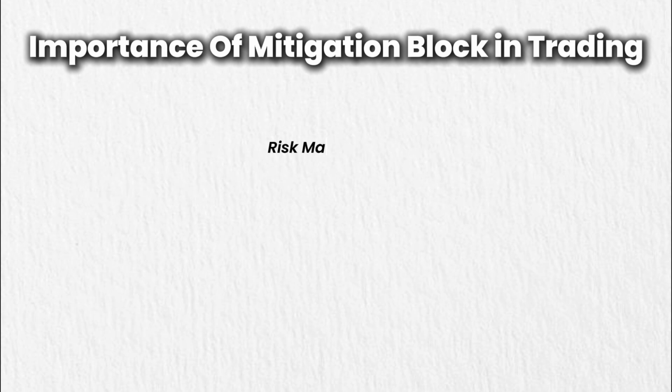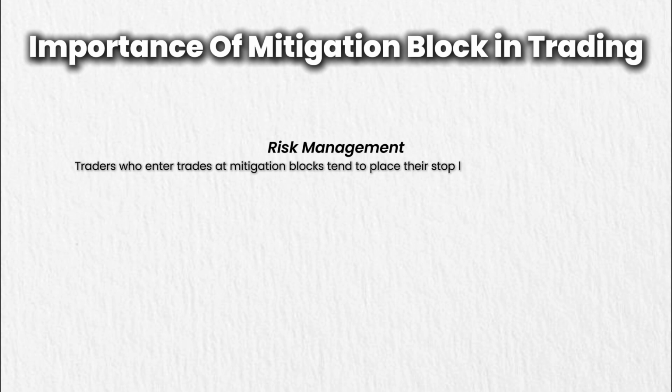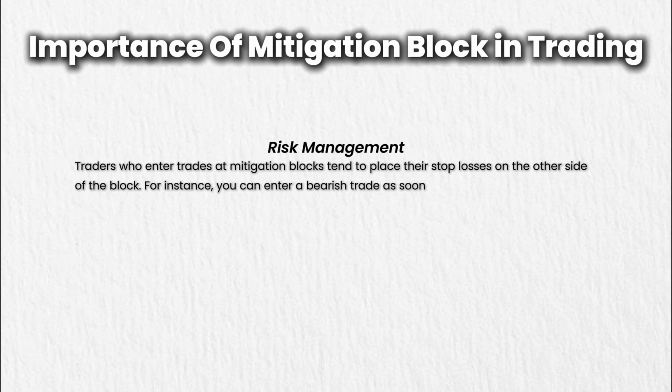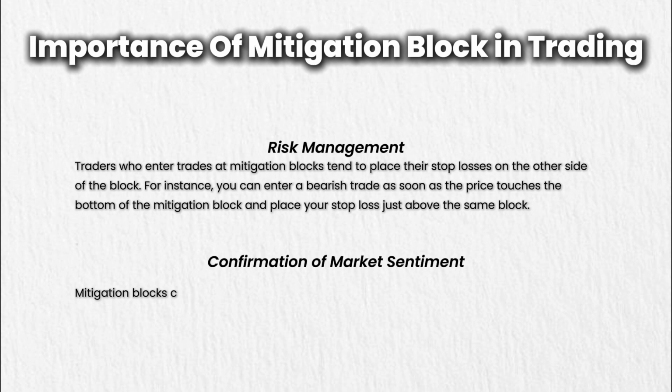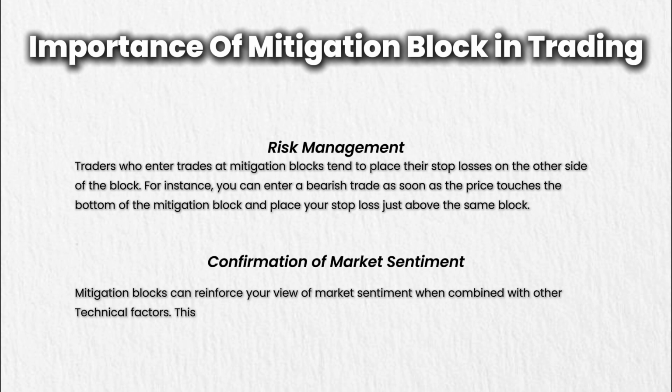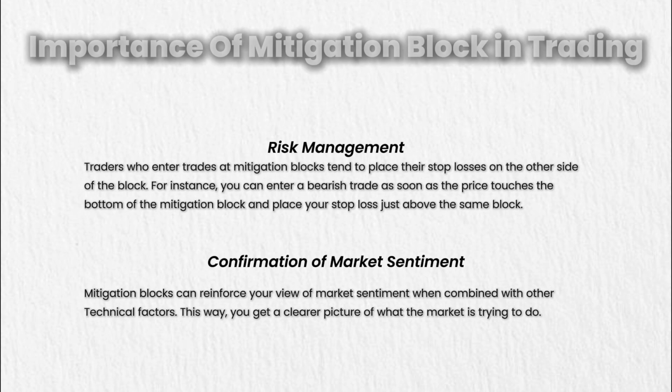3. Risk management. Traders who enter trades at mitigation blocks tend to place their stop losses on the other side of the block. For instance, you can enter a bearish trade as soon as the price touches the bottom of the mitigation block and place your stop loss just above the same block. 4. Confirmation of market sentiment. Mitigation blocks can reinforce your view of market sentiment when combined with other technical factors. This way, you get a clearer picture of what the market is trying to do.